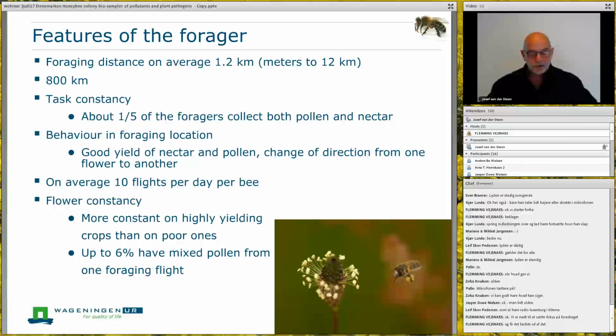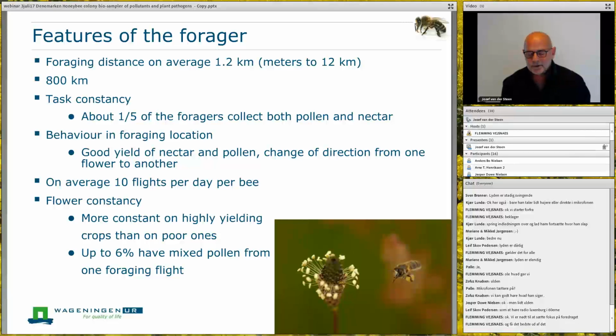Focusing on the forager bee, we already said we have a foraging distance of about 1 kilometer. They can fly about 800 kilometers, and they have task constancy. That means that they collect either pollen or nectar from flowers, and about 20% collect both, because there's nothing in nature that's absolute, so it's the same for task constancy.